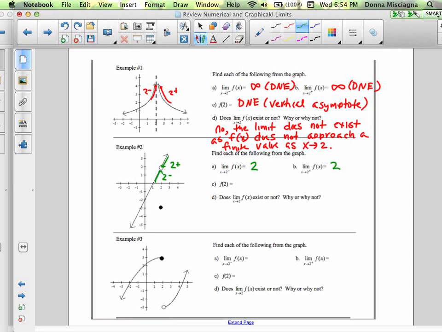F of 2, however, does exist, but it is not 2. It is negative 3. So f of 2 is equal to negative 3. Does the limit as x approaches 2 exist? Why or why not? This one is a yes. All right, we've got the limit as x approaches 2 of f of x. The limit as x approaches 2 from the left exists.